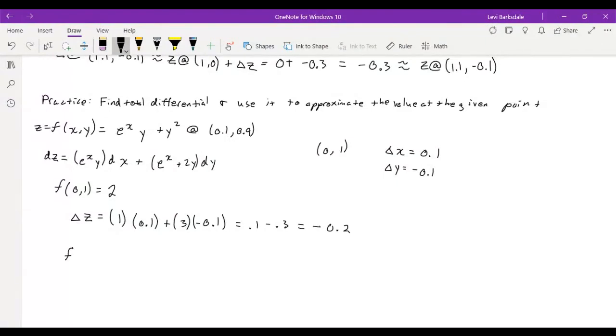So we can say that f of (0.1, 0.9) is approximately equal to f of (0, 1) plus delta z, which is equal to then 2 minus 0.2, so 1.8. So our approximation of f of (0.1, 0.9) is 1.8.